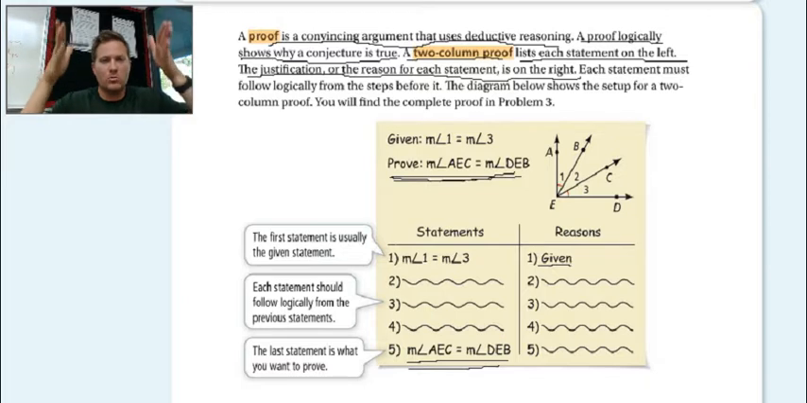So we usually have two columns. We have our statements and then we have our reasonings right there. And then we're trying to get to the final answer of what we're trying to prove. And that's how we show proofs. Alright, so let's do a few examples.